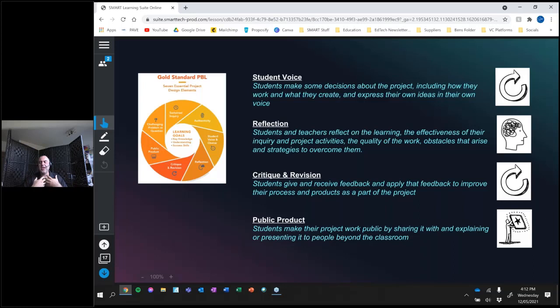And the reasoning that I presented to the students was, who better to give feedback to a student who's doing work than another student who's doing the same sort of activity, who's doing the same sort of project.